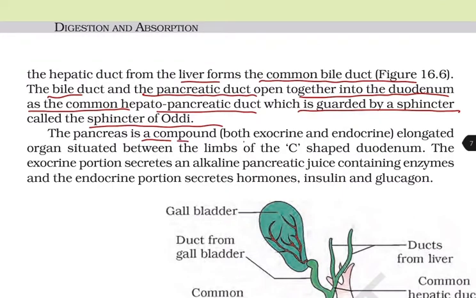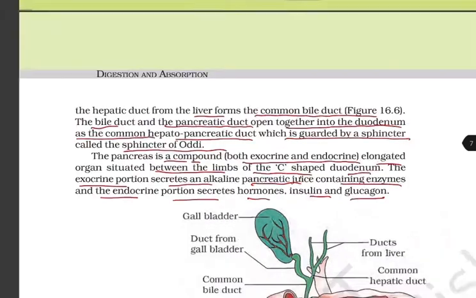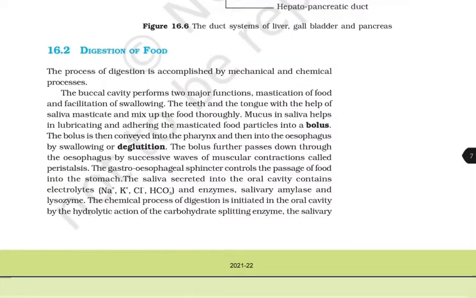The pancreas is a compound, both exocrine and endocrine, elongated organ situated between the limbs of the C-shaped duodenum. The exocrine portion secretes an alkaline pancreatic juice containing enzymes, and the endocrine portion secretes hormones, insulin and glucagon. Digestion of foods.